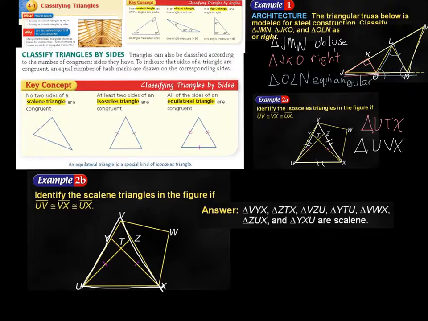Let's see if we can just follow the letters. We've got V, Y, X, okay, we had that one, and Z, T, X, we had that one, and then V, Z, U, and Y, T, U, we had those, and V, W, X, we had that one, and Z, U, X, oh, I missed that one, and Y, X, U. All scalene because their sides are all different lengths.